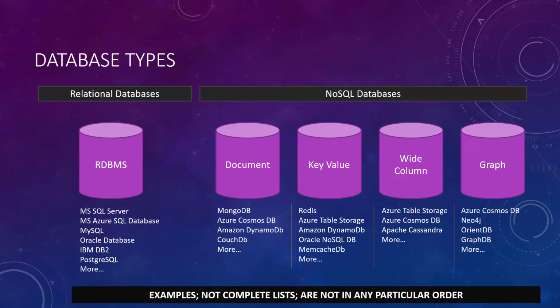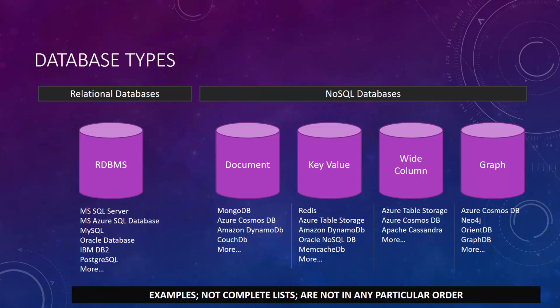With that said, let's look at our database types. On the left, you'll notice the good old relational database, and some examples are Microsoft SQL Server, MySQL, Oracle, or IBM DB2. By the way, these lists are not complete and they're not in any particular order. I just wanted to come up with some examples. If your favorite database is not in the list, don't be alarmed. It might be a great database. It's just that when I came up with these lists, it may not have occurred to me.